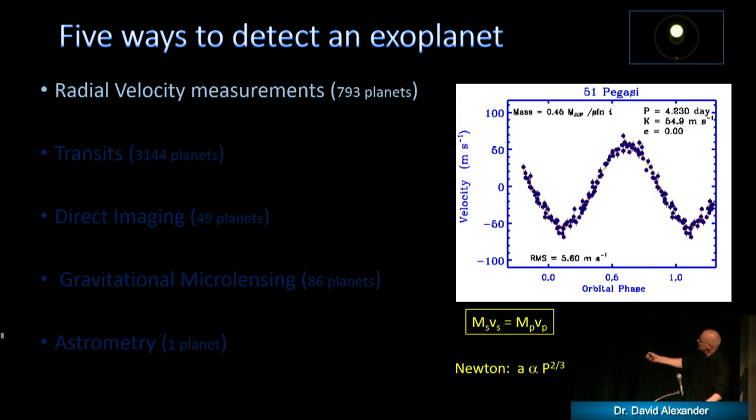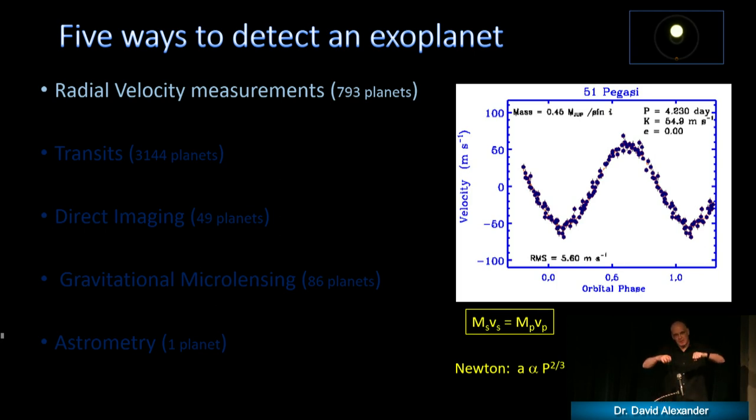And so you can get the velocity, and you can get the period, the time between two troughs or two peaks. In this case, we have two troughs. So it turns out the period is 4.23 days, and the velocity is about 55 meters per second. Now, 4.2 days, think about that.